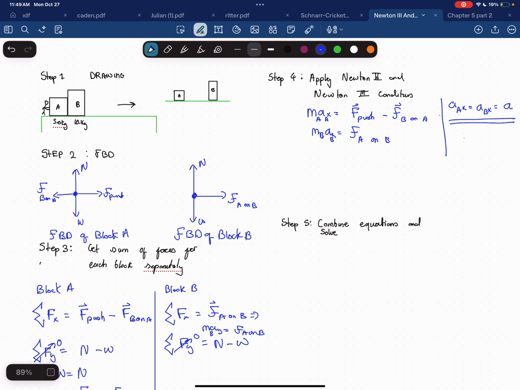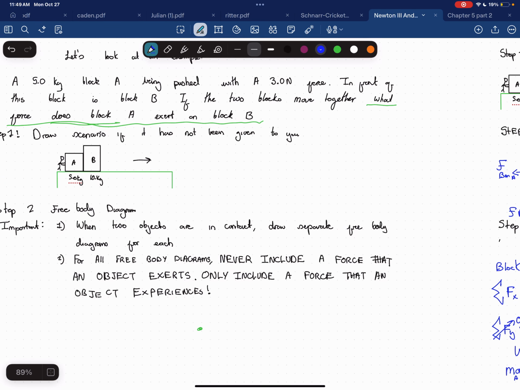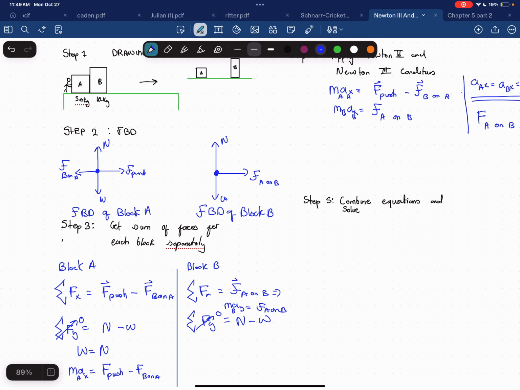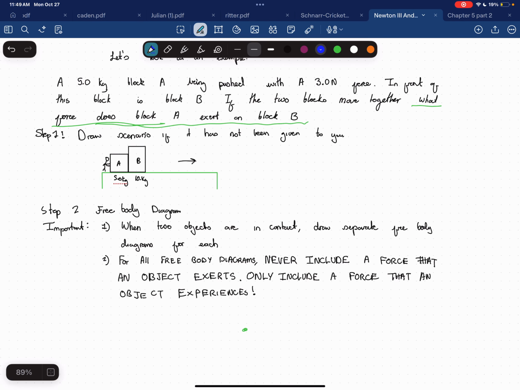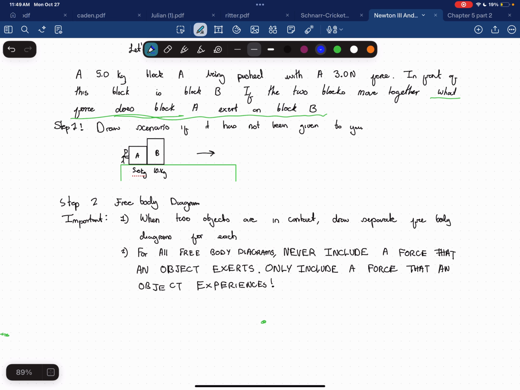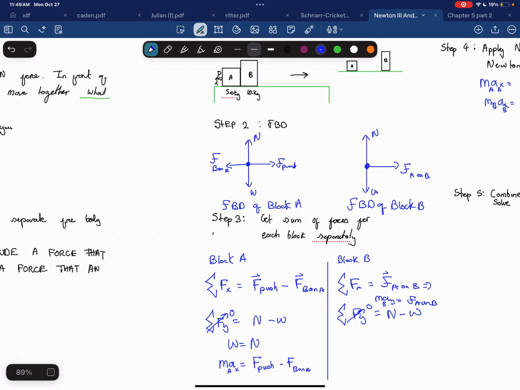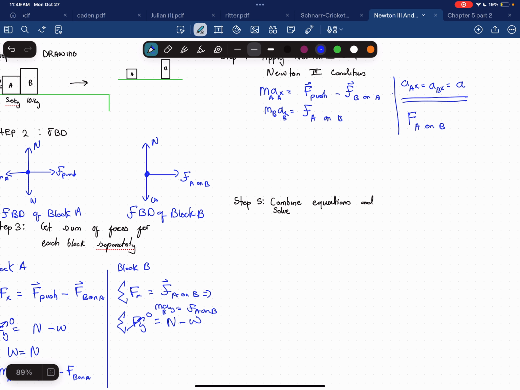I know Newton 3. Newton 3 tells me that my F of A on B, which is what we want to find out. Remember what our question says? I want to find out the force that block A exerts on block B. I know that F of A on B is equal to F of B on A. So I can substitute this in my other equation.